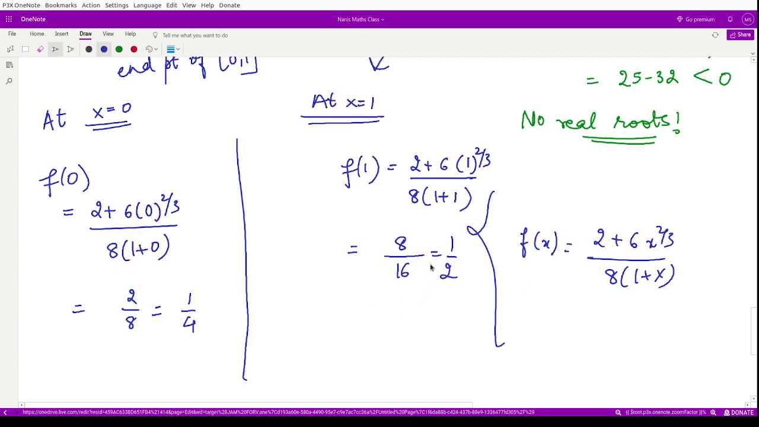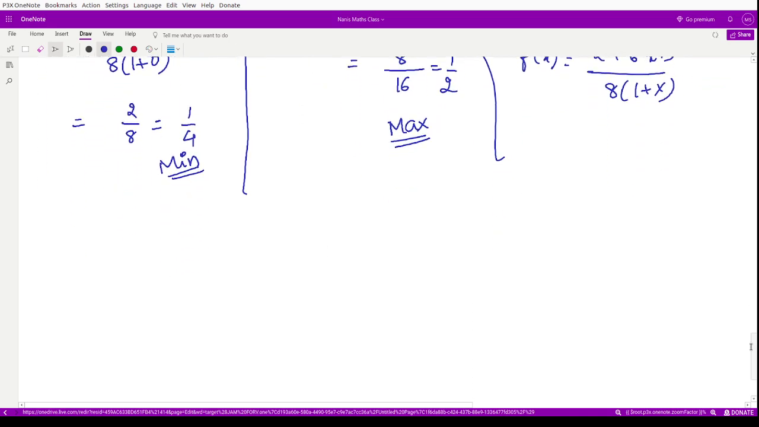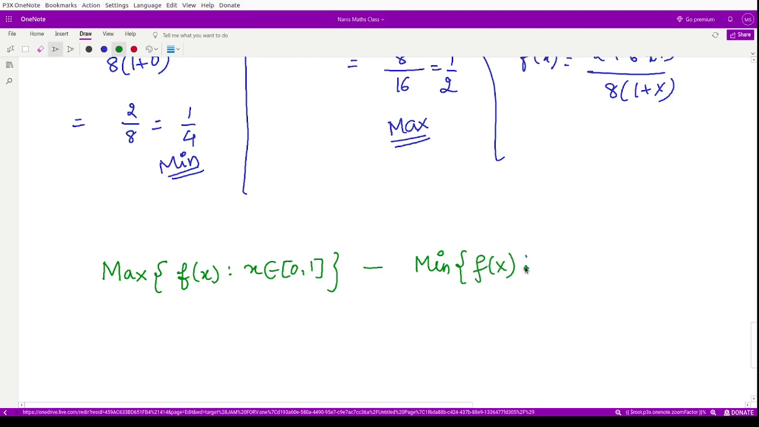So you can clearly see that we have the maximum value of this function at the point x is equal to 1, and this is the minimum value. Why? Because 1 by 4 is less than 1 by 2. So in the question they were asking you to calculate the maximum value of the function f of x whenever x belongs to the closed interval 0 to 1, minus the minimum value of this function f of x whenever your x belongs to this closed interval 0 to 1.